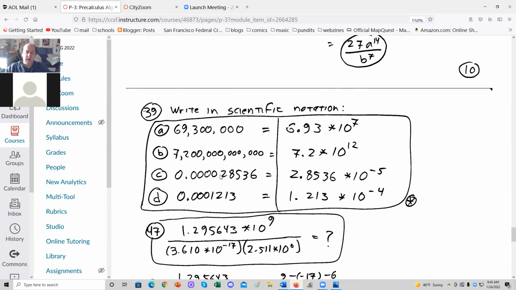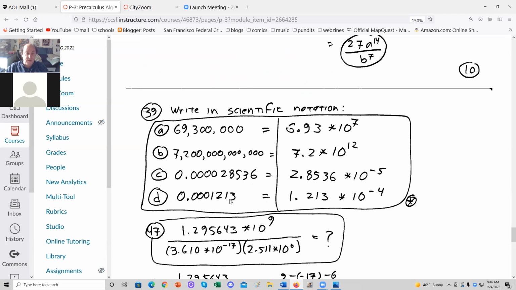0.000028536. Well, okay. Leading terms in this part, 2.8536. There you go. And move the decimal point to the right because it's a tiny number. 1, 2, 3, 4, 5. So 10 to the negative 5th. Here you have 0.001213. Again, I believe this part is called the mantissa, is 1.213. Move the decimal point 1, 2, 3, 4 to the right. So 10 to the negative 4th.